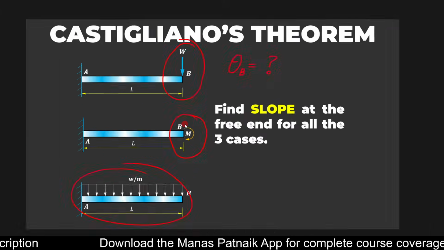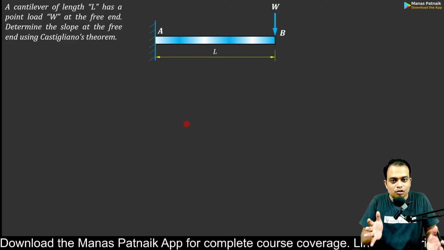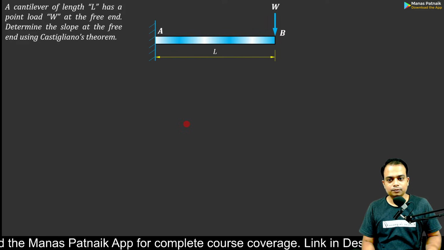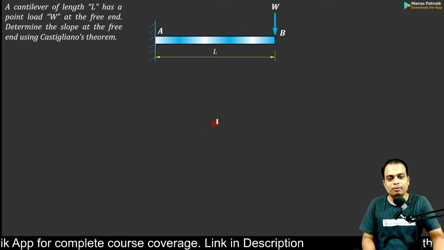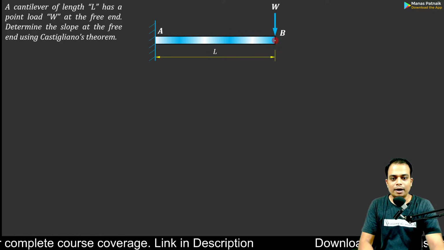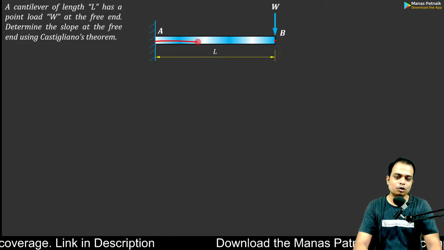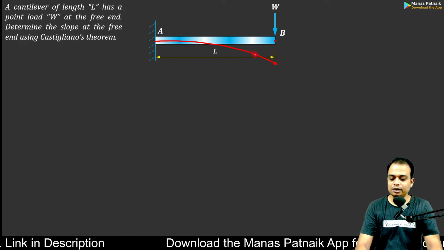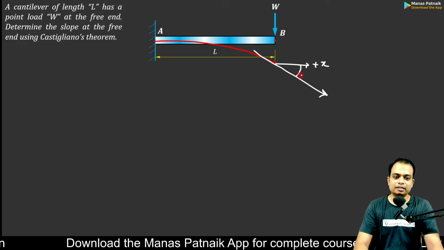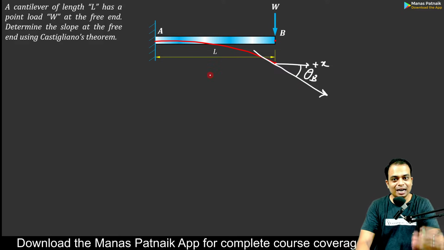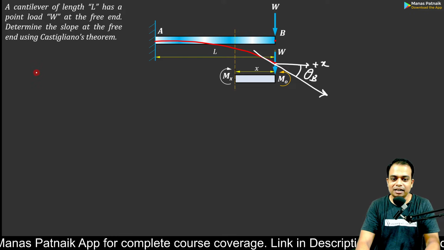Let's straight away move to the problem description, and here we go. This is going to be our first problem. What is the first step? What do you need to calculate? Sir, we need to calculate the slope at point B. Okay, point B. So the elastic curve would be in this fashion, isn't it? And the tangent to this elastic curve would be in this fashion, and the angle that it makes with the positive x-axis is theta B, and theta B can be expressed as a partial differential of the strain energy in this fashion.